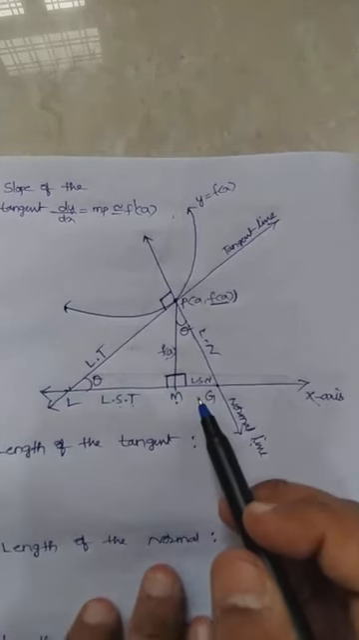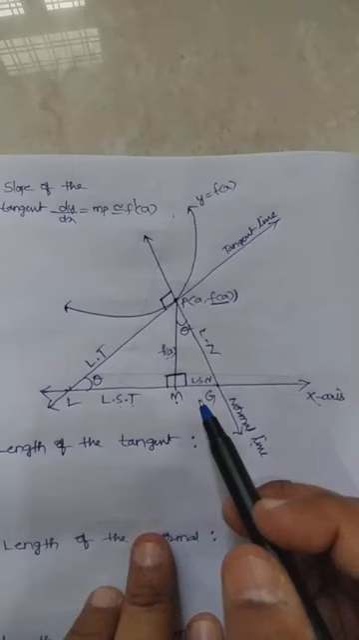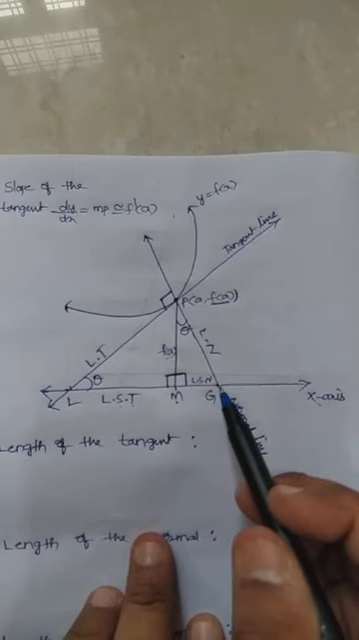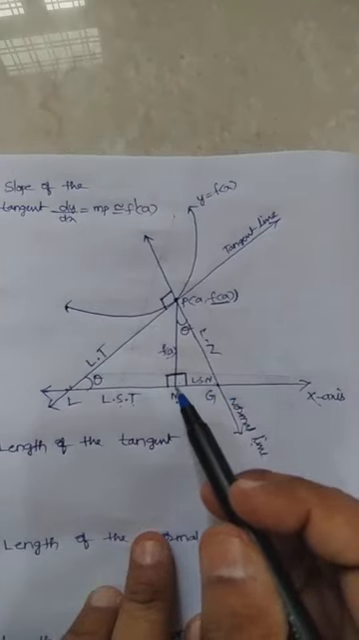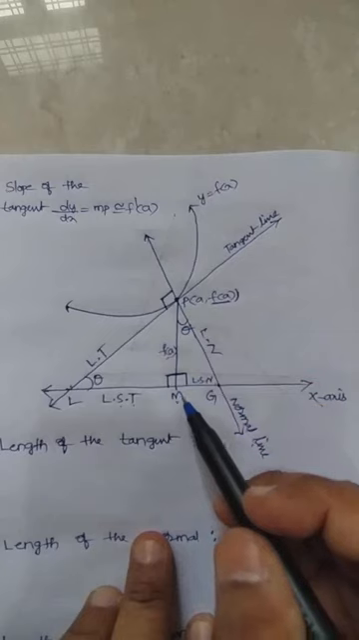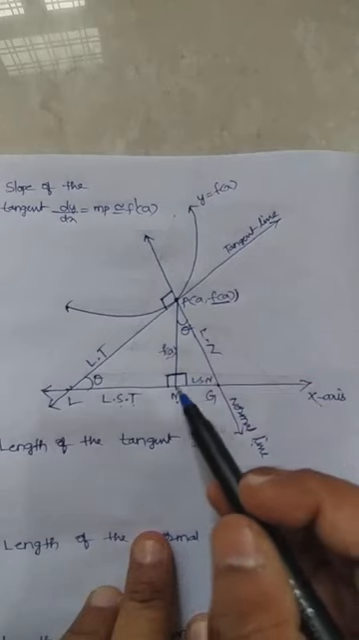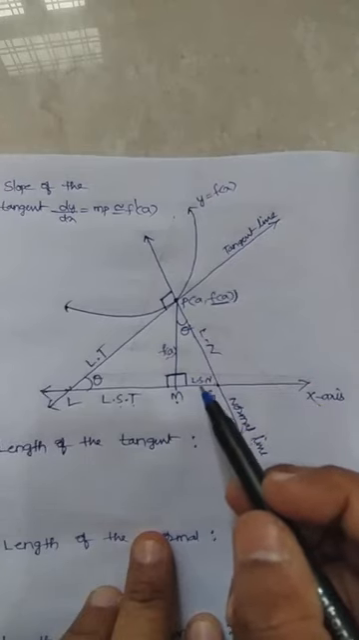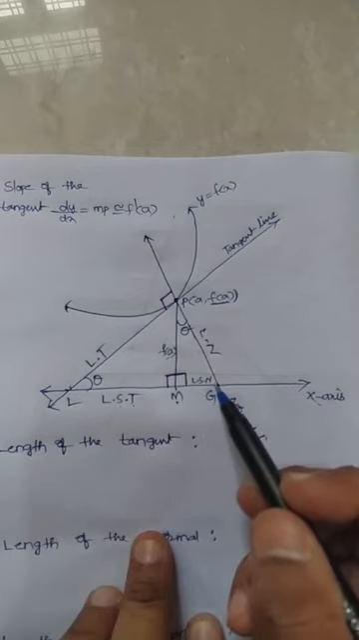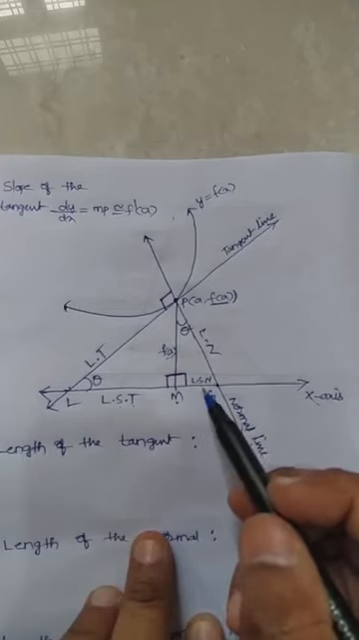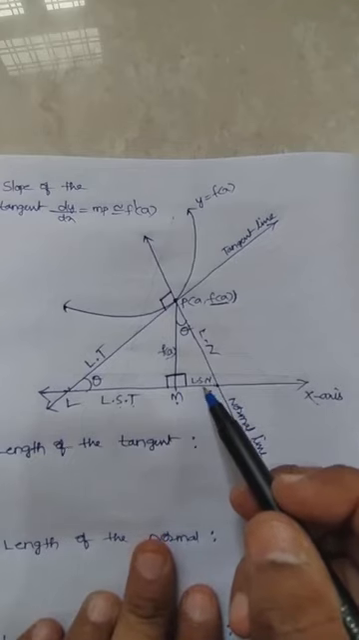Now the fourth one, same concept. The normal line intersects the x-axis, and from that point G, where the perpendicular is drawn from P to the x-axis, the distance between those two is called the length of the subnormal. So this MG bar is called the length of the subnormal.